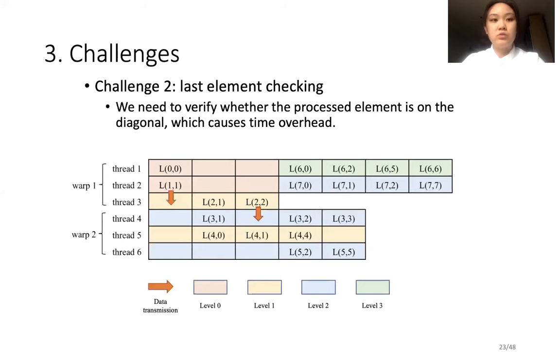The second challenge is the last element checking. In sparse triangle solve, when processing a non-zero element in a row, we need to verify whether the precise element is on the diagonal. A common solution is to add an if statement for checking the last element before processing each non-zero element. However, such last element checking causes runtime overhead. For example, in the process of thread 5 in the figure, last element checking happens before thread 5 processes the elements L40 and L41, which should be removed. In our experiment, this overhead can cause 27.3% performance slowdown.